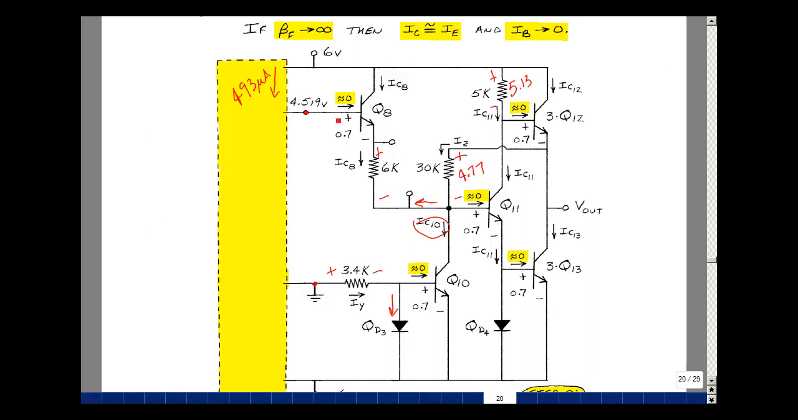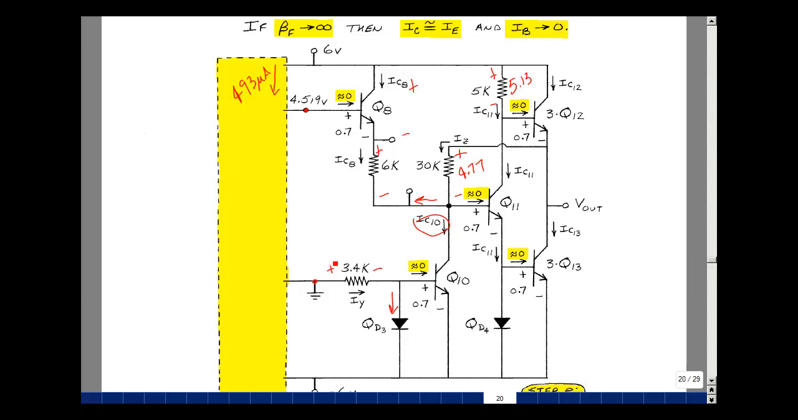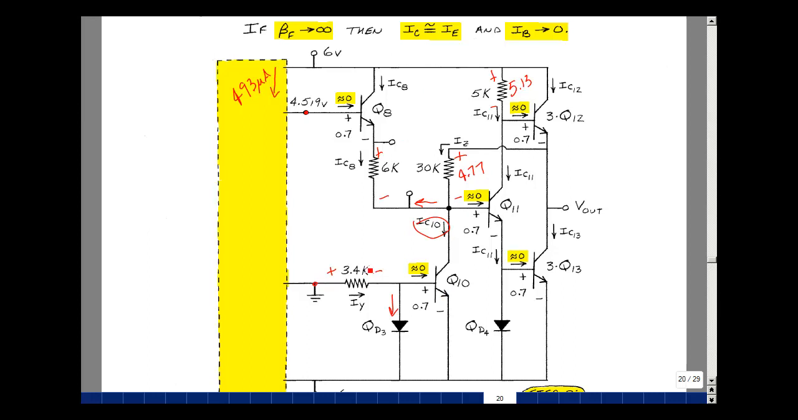Here's I sub B8. We solved for this to be, with a beta F of 50, 28 microamps, and that's the current that's leaving this node, and there was a collector current here of 493 microamps. That's about 17 times bigger than this, so that was a pretty good assumption. For transistor 10, we had a current going in here of I sub Y, which was 1.559 milliamps, and we assumed that current all went into here, and nothing went into here, but the value of the current here is 31.18 microamps. 1.559 milliamps is 50 times greater than the base current of Q10, which was 31.18 microamps. So that was a pretty good assumption.